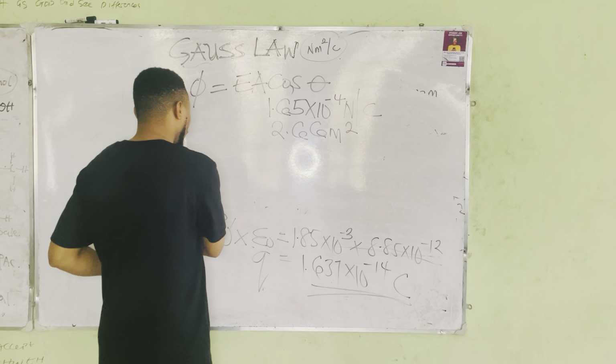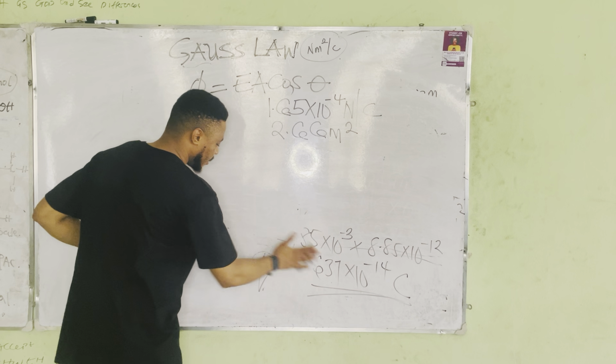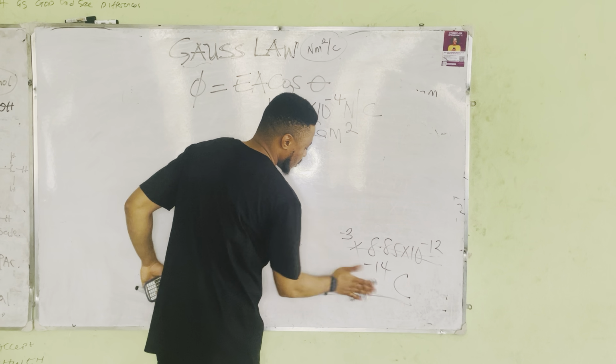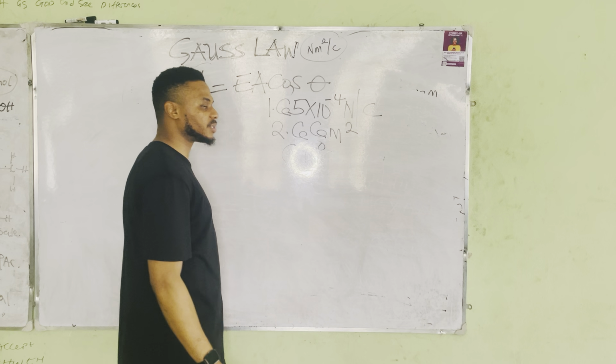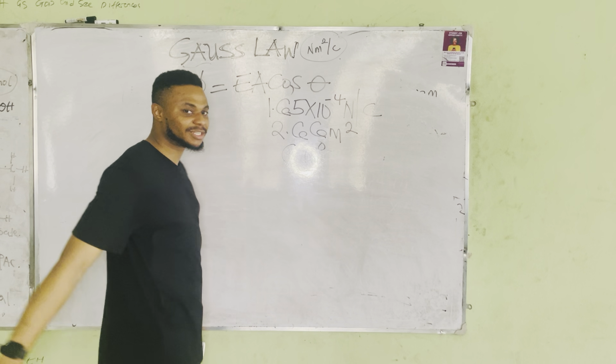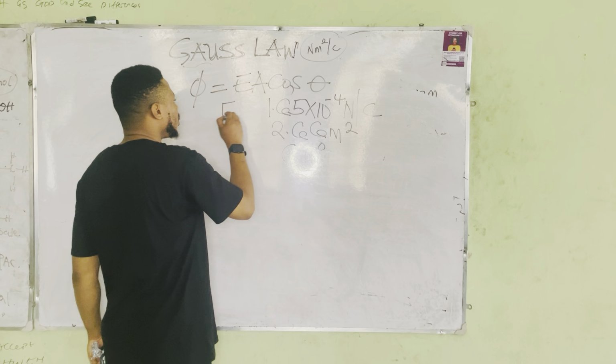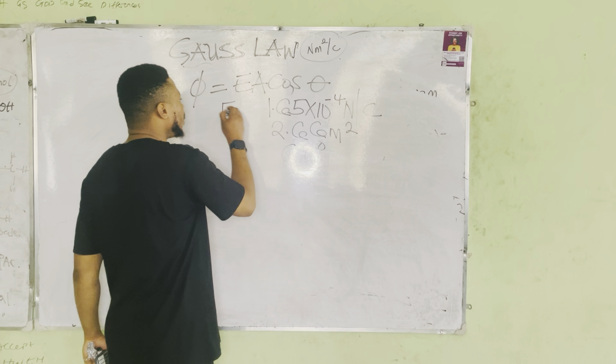Determine the electric flux if it forms an angle of 60 degrees. So these are the three parameters given in the question. This is your E, this is your A, and this is theta. We have stated the parameters already.